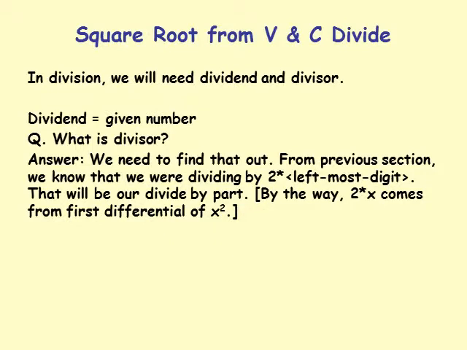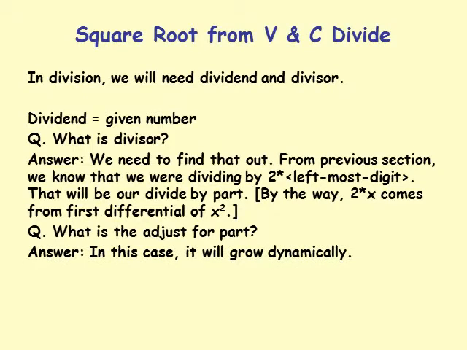Let's continue here. What's the adjust for part? We know we are going to use a straight division, which is vertical and crosswise divide. And we just found out that we are going to divide by 2 times the leftmost digit. And we also need the adjust for part and flag digits. In this case it's not a fixed number, but it will grow dynamically.